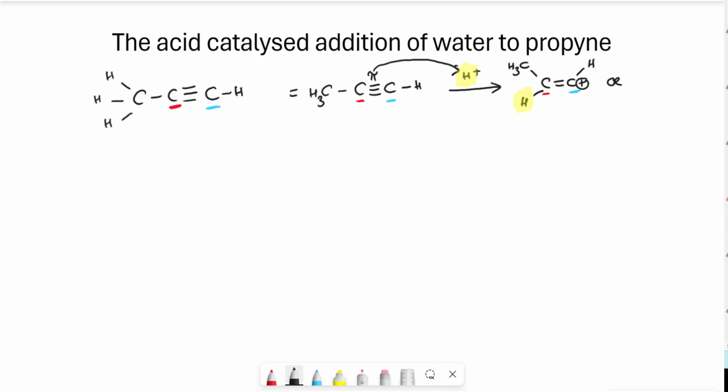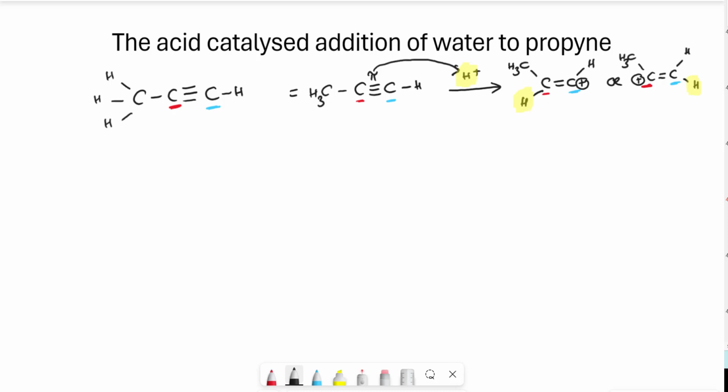I can have that as an option, or I could keep the red carbon the exact same as it was, and I could add my new hydrogen to my blue carbon. So this is my new hydrogen. So which one is most stable? I suppose first note now, my red carbon is my carbocation because it has 3 bonds and it now has a positive charge.